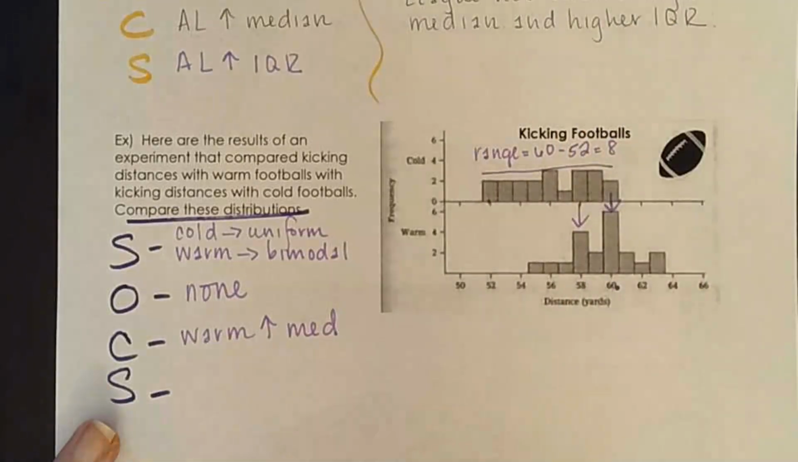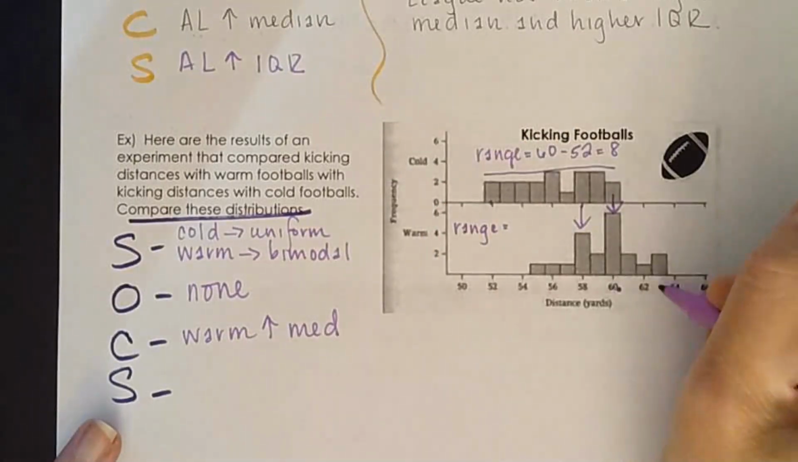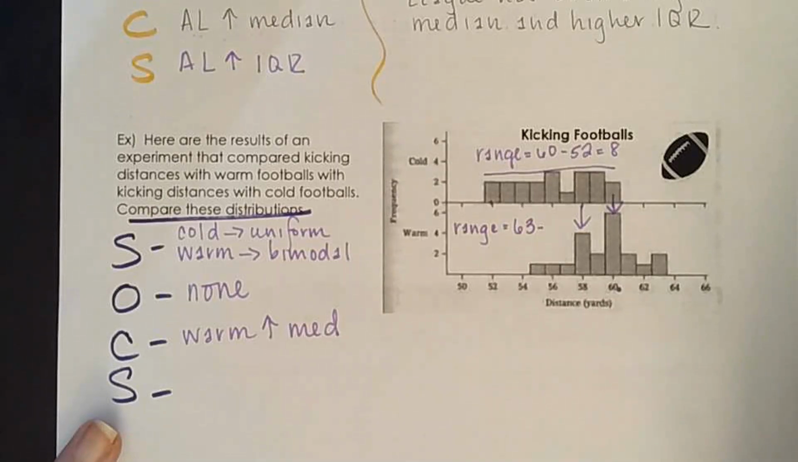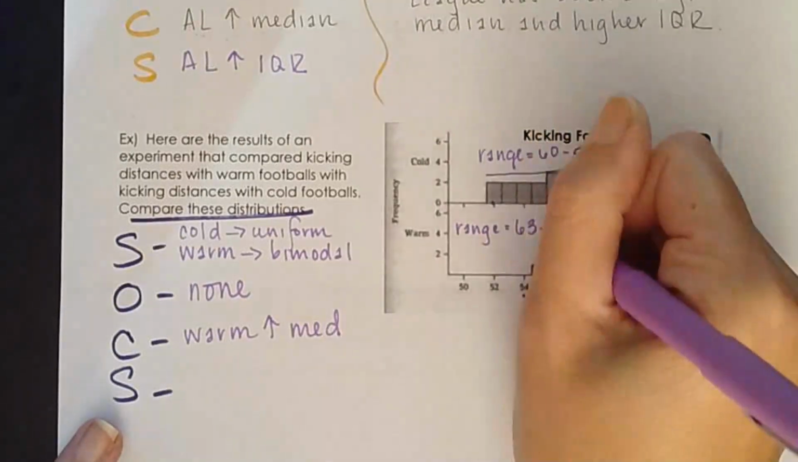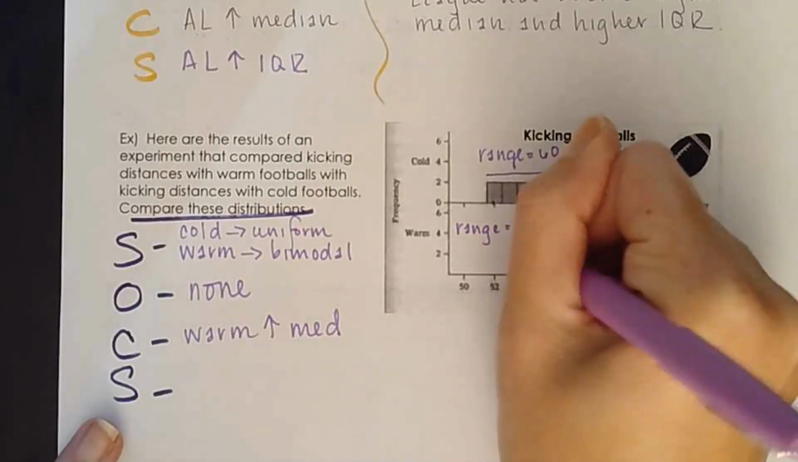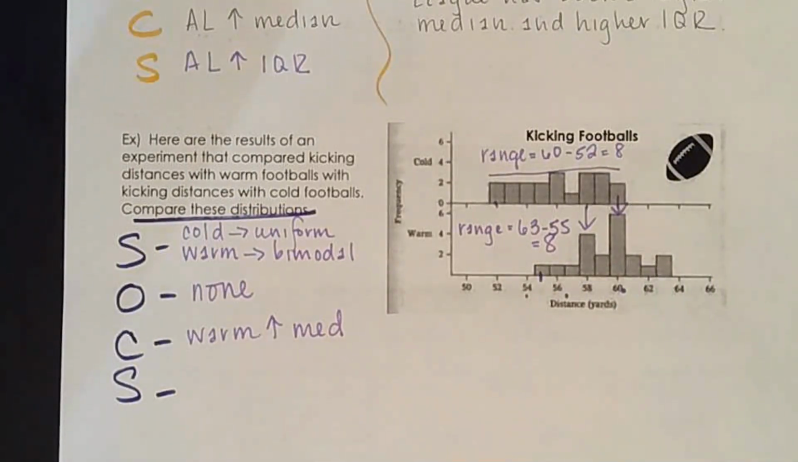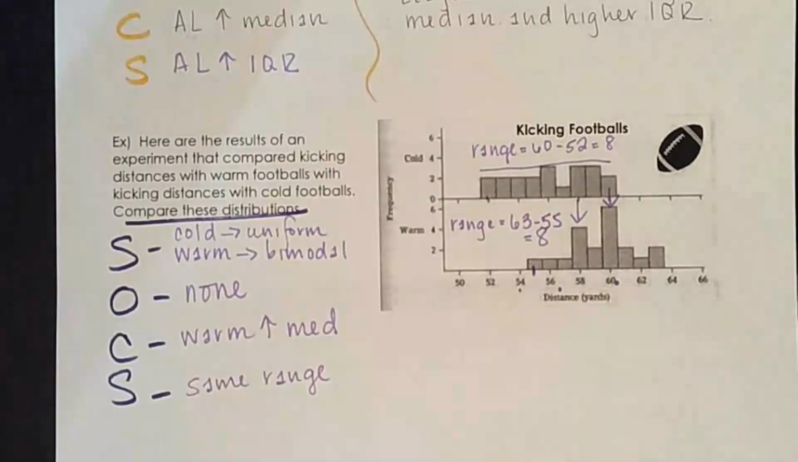Go ahead, find the range of warm. What'd you get for warm? 10. I did not get 10. 63, and this number is between 54 and 56, so what number is that? 9. Did not get 9. Got 8? So it looks like we have the same range for both. Okay, almost done. I think I'm going to need 3 sentences for this one. Sorry, guys.